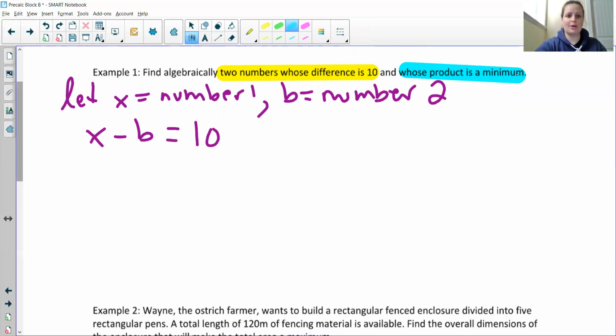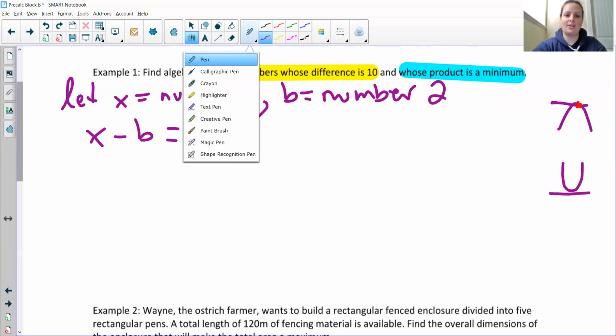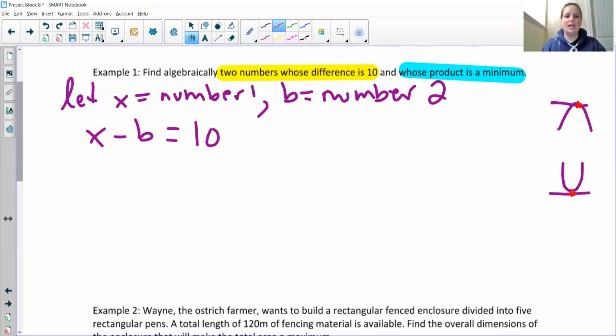Whenever you see product and minimum or maximum, you're going to want to start thinking parabola, because remember, we have parabolas that look like this, where you have a max value, and things that look like this, which have a minimum value. Although we're doing a very abstract problem at the moment, finding minimums and maximums is something that a lot of companies do every day.